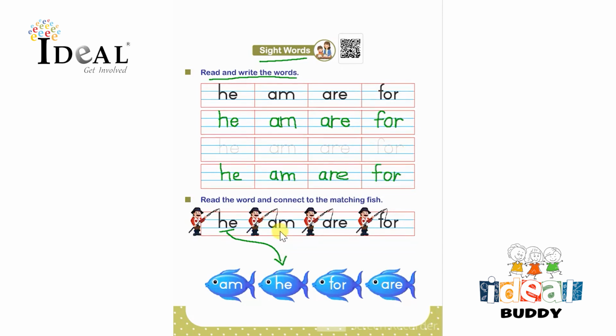After that, the next word is M, A-M-M. So again they will be connecting over here. The next word is R. So they have to connect it over here with the correct sight word. And the last word is for. So here again they have to match it correctly with the given word.